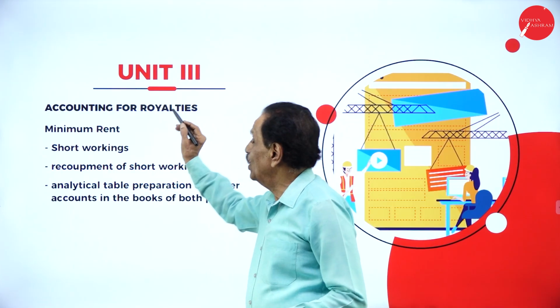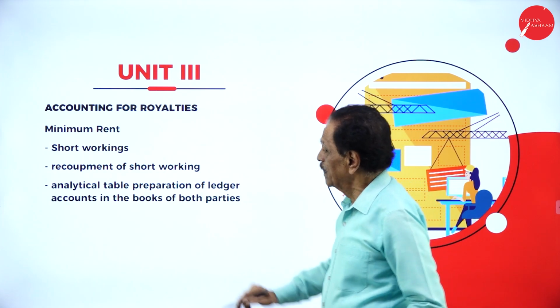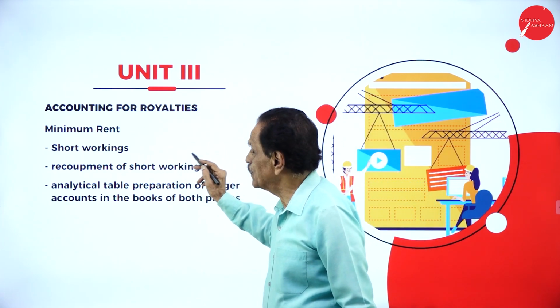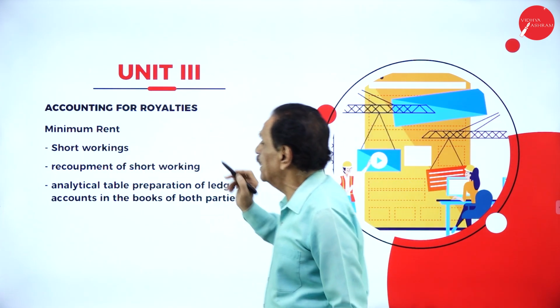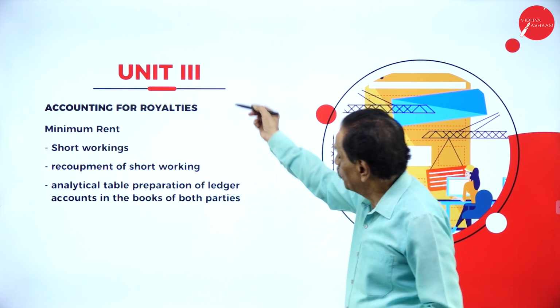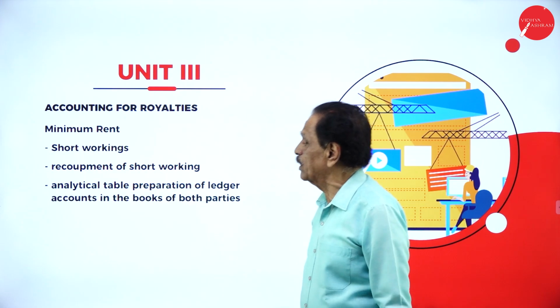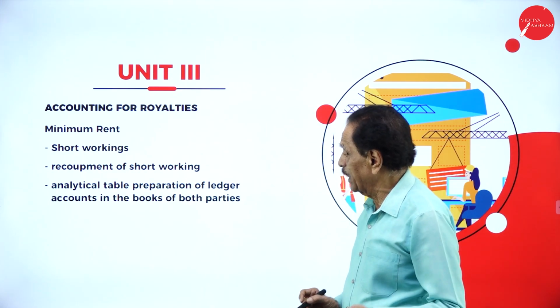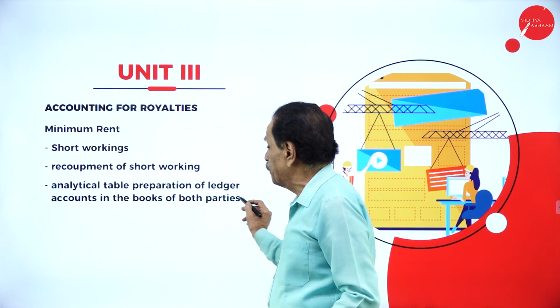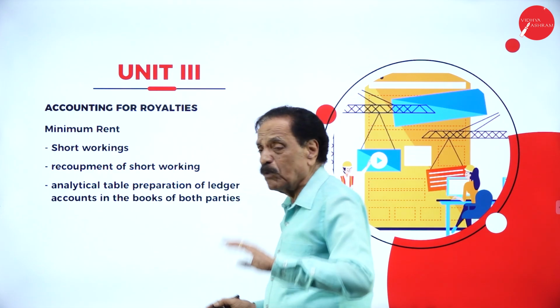We will move on. In Unit 3, we come across accounting for royalties, minimum rent, short working. Here we are going to explain what you mean by royalty, what you mean by minimum rent, what you mean by short working, recovery of short working, analytical table, preparation of ledger account in the books of both the parties.